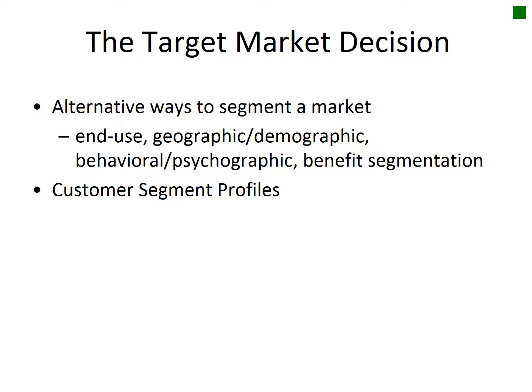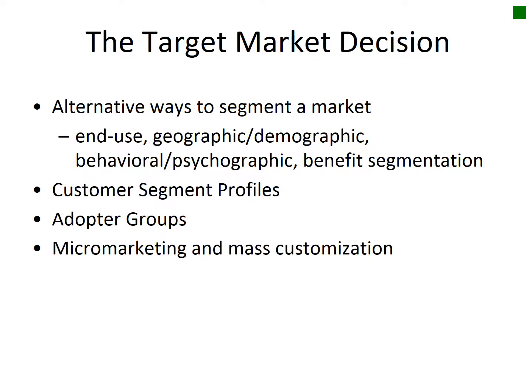So we move into things like customer profiles, and then we talk about adopter groups, and then we're going to spend a little bit of time thinking about mass customization and the era we're in currently, where micro marketing and mass customization is a really big influence right now.